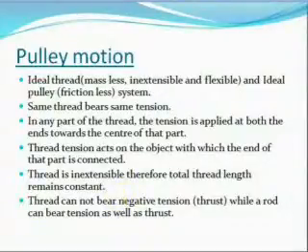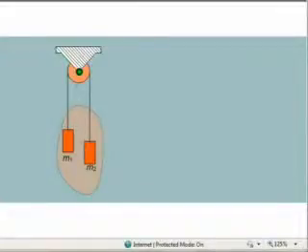So for example, here we have a pulley system which has one thread. Now the tension in this thread will be equal to T, and the same tension will be there throughout this thread. So tension here will be T, and so is the tension here. So as you can see, the value of the tension remains the same throughout the thread.